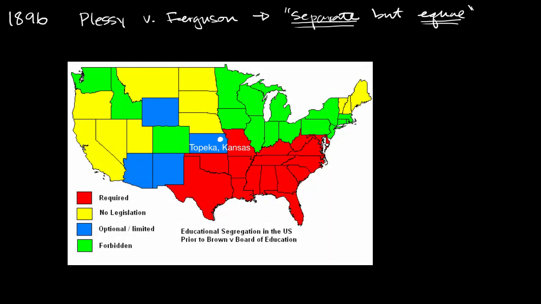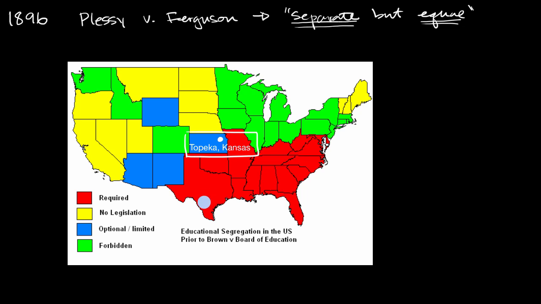And what you see here is a map of the United States, and it's colored in by the degree of school segregation, educational segregation, as we enter into the 1950s. And what you could see is in these red states here, which is for the most part the southern states, it required the separation of races. In the green states you see here, segregation was forbidden. And in the yellow and blue states, it was kind of in between. The yellow states had no legislation, and in the blue states, it was limited. It wasn't required. And all of this comes to a head as we get into the 1950s in Topeka, Kansas.